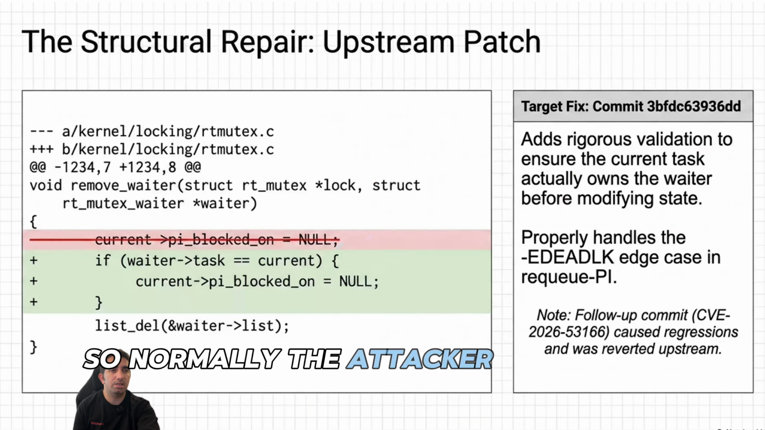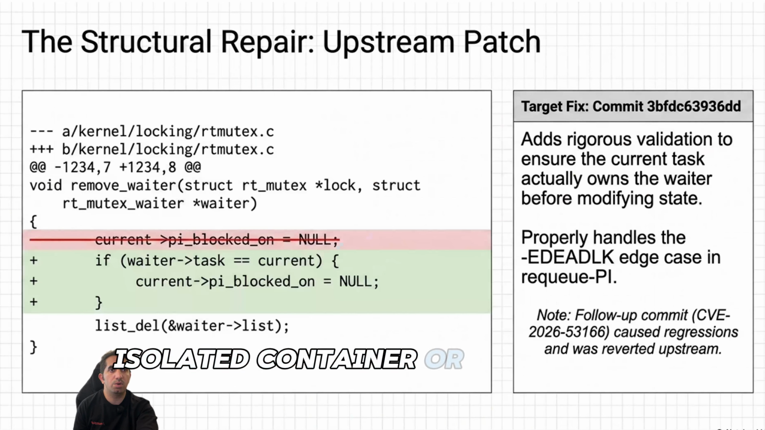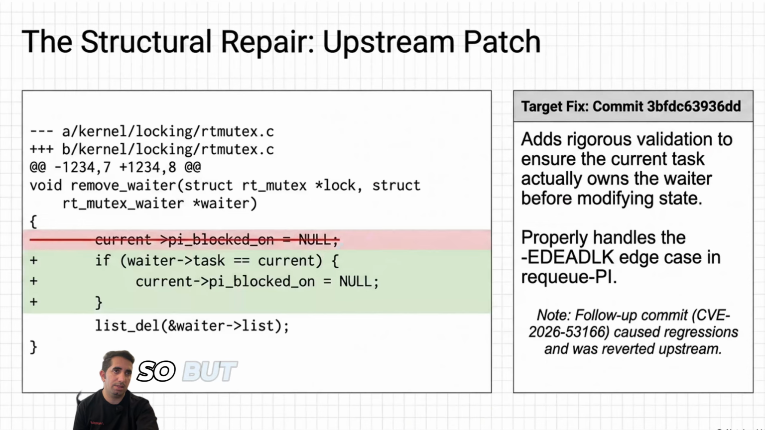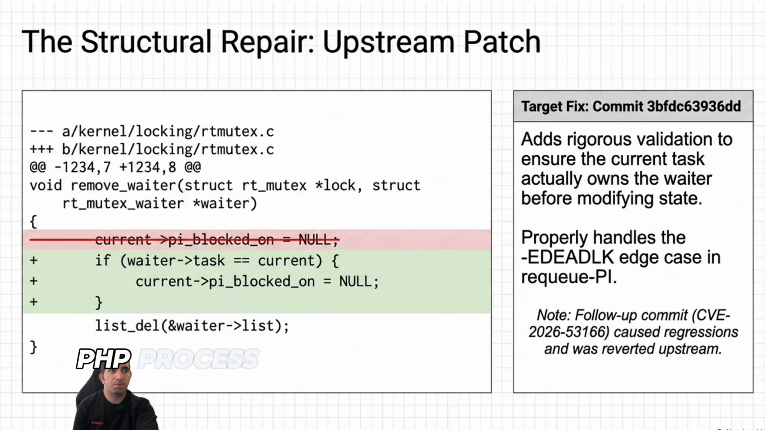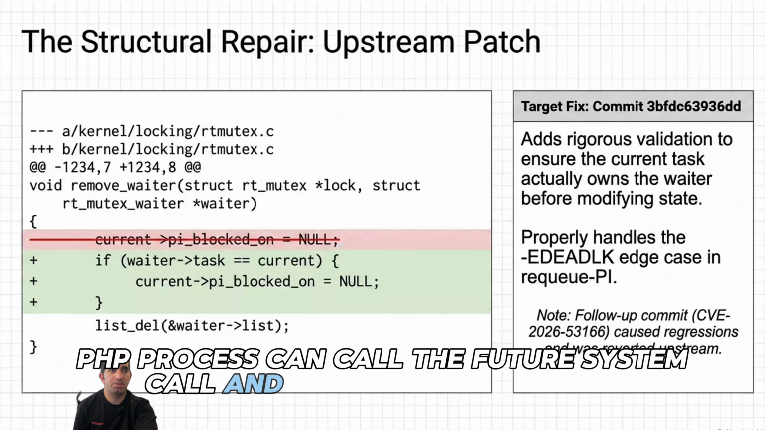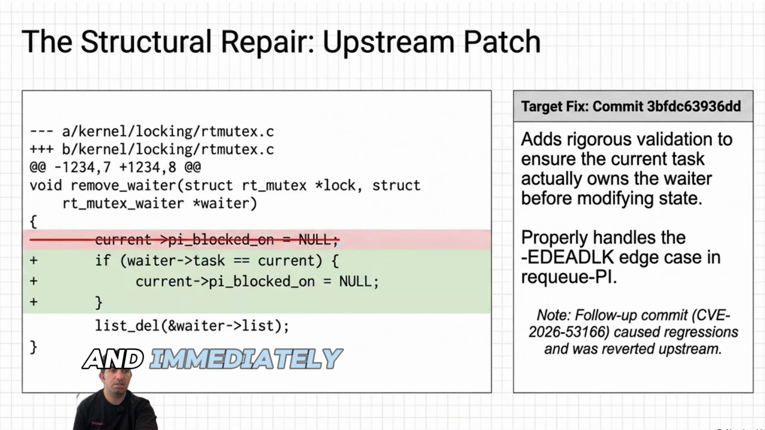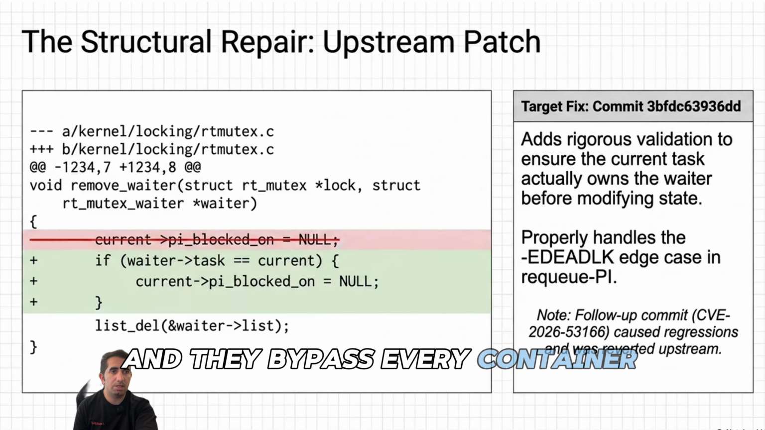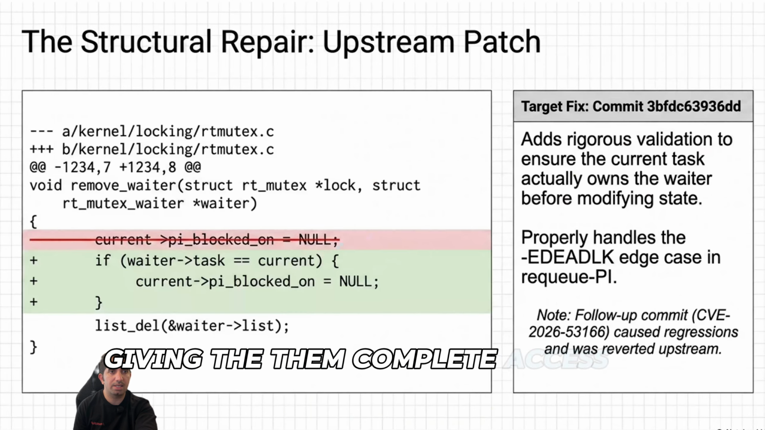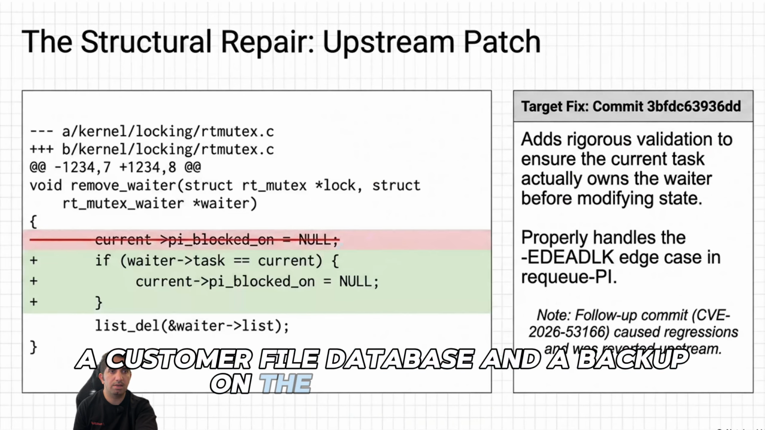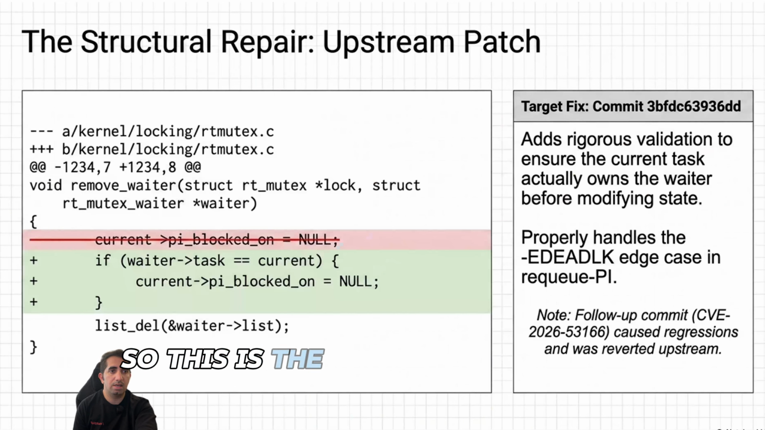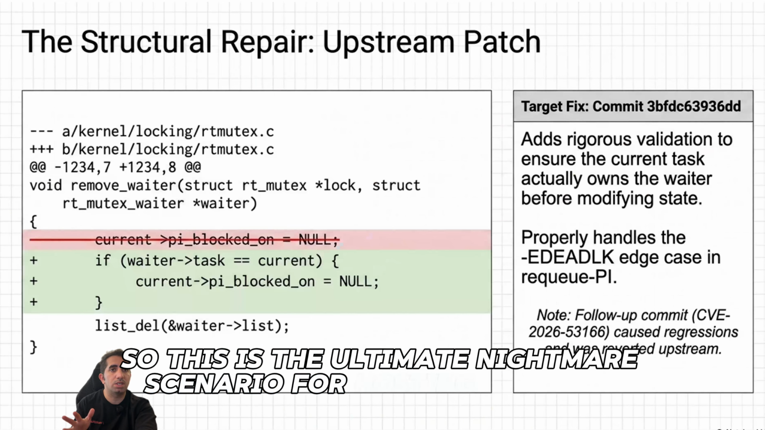So normally the attacker is confined to that site, an isolated container or KJP sandbox. But with the GhostLock, that low privilege PHP process can call the Futex system call and trigger the stack UAF and immediately escalate to host root. They bypass every container boundary, giving them complete access to every other customer's files, databases, and backups on the physical server. So this is the ultimate nightmare scenario for a hosting provider.